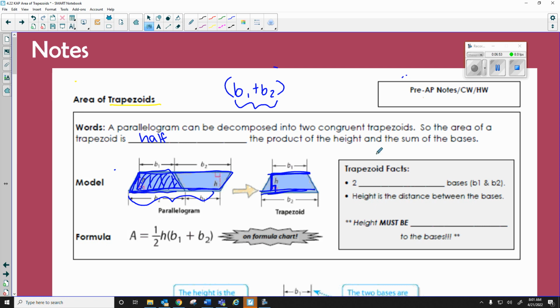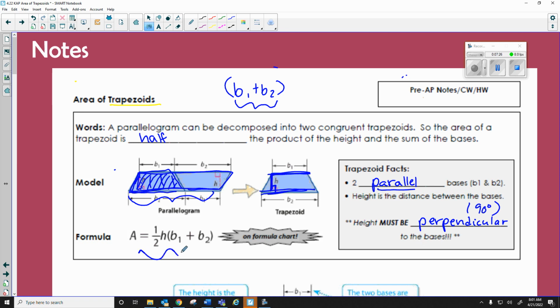So some unique facts about trapezoids. The two bases, again, are parallel. And we just show those two lengths with base 1 and base 2. It doesn't matter which one's the shorter and the longer. It just matters that they are parallel. The height is that distance between the bases. And again, it must be perpendicular. Remember, that's our fancy word for just 90 degrees. It must make a right angle.